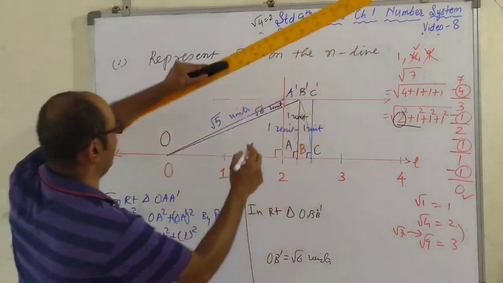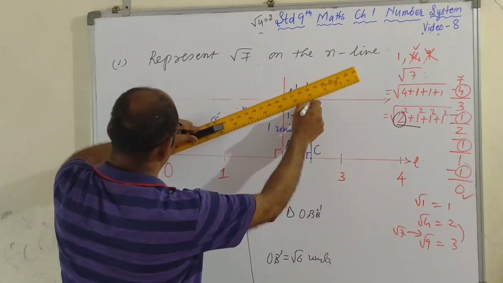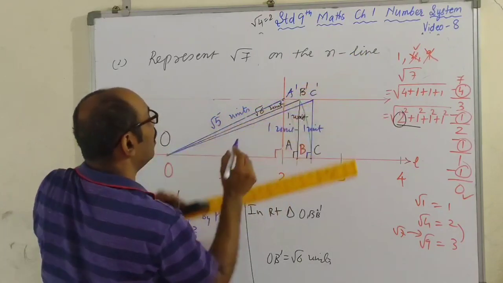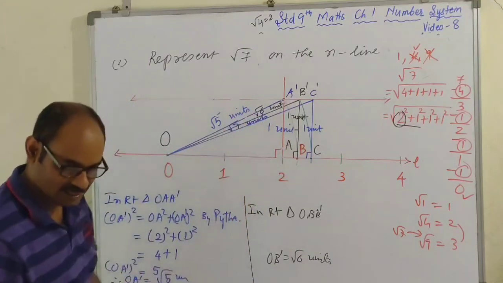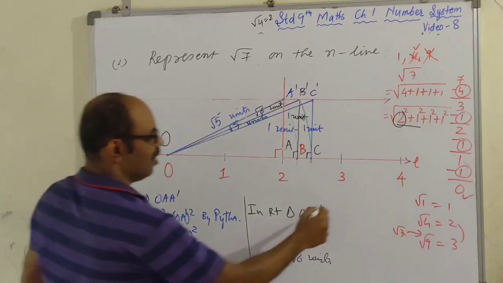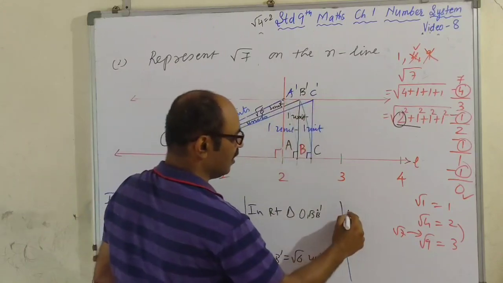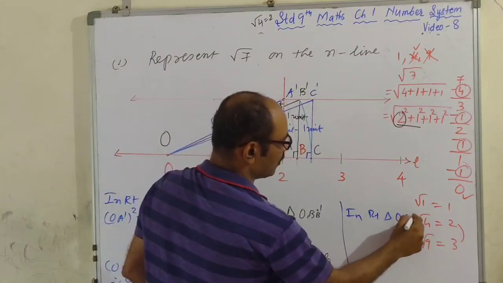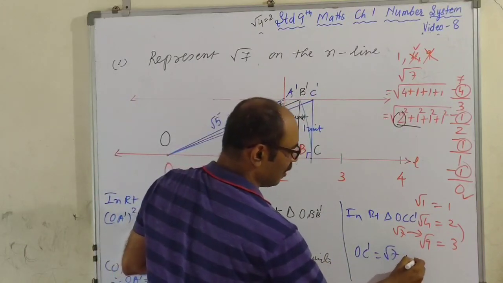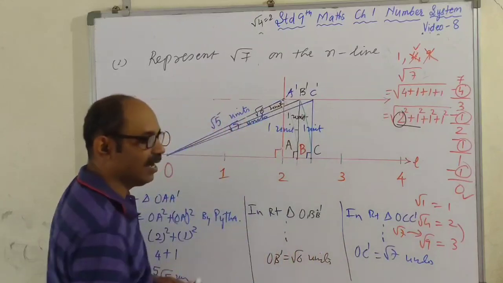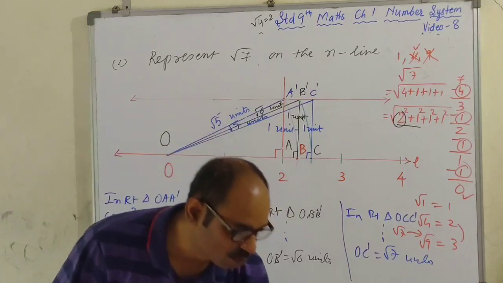And how much would be C dash O? This will be root 7 units. Correct? Root 7 units. Now you have to write here, in right triangle OCC dash, what you will get is OC dash. OC dash is equal to root 7 units. You have to write all this fully. Right? Okay? Now the projection of root 7 on the number line.